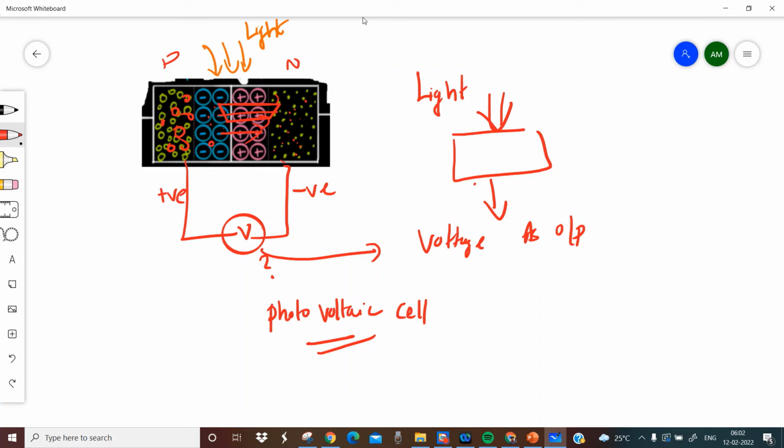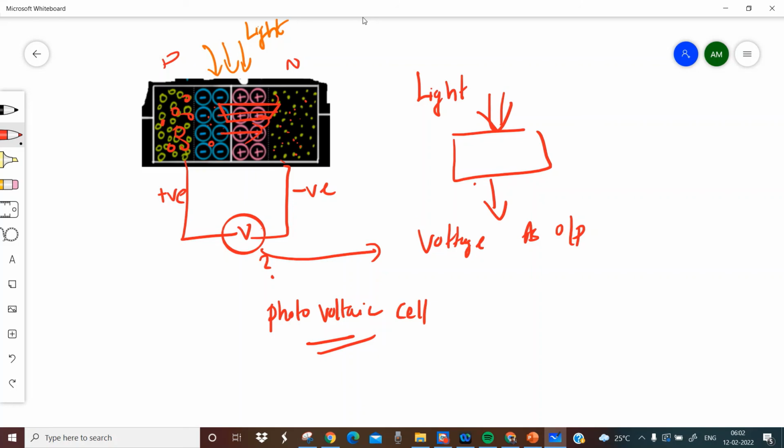Okay, for that we have to reverse bias the photodiode. That is the reason why we are operating photodiode in reverse bias. Okay, so that is the difference. Are you able to correlate the difference? What is photodiode? What is this one, photovoltaic cell?